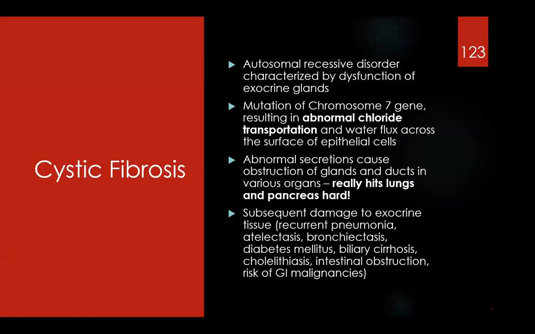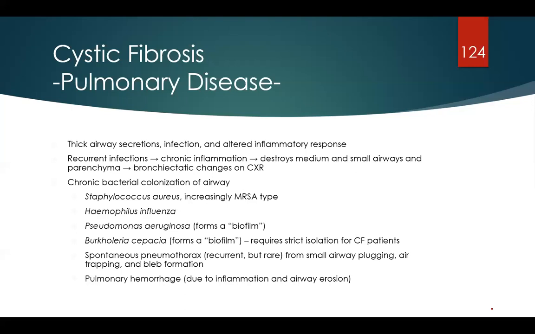Cystic fibrosis, an autosomal recessive disorder, abnormal chloride transportation. That's why we do the sweat chloride test. It really hits the lungs and the pancreas. So that's always a good test question. They're going to have GI symptoms and lung problems in cystic fibrosis. Lucky guys. Thick airway secretions, they can have infection, they have an altered inflammatory response, so they don't respond very well to pathogens. The chronic inflammation is going to destroy the medium and small airways, and then they end up with these bronchiectatic changes on the chest x-ray and CT scans.